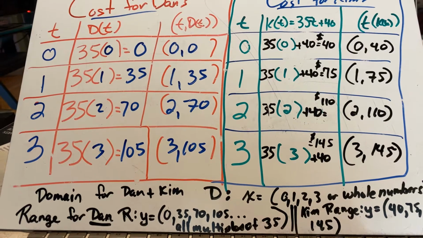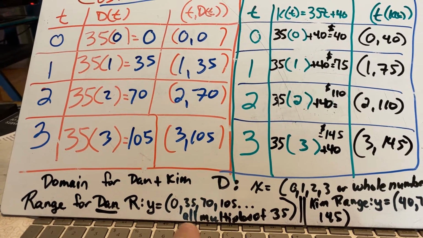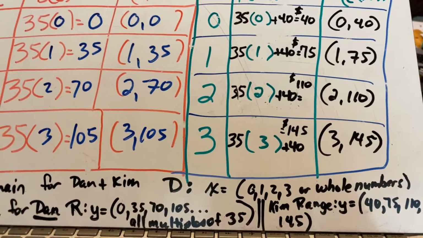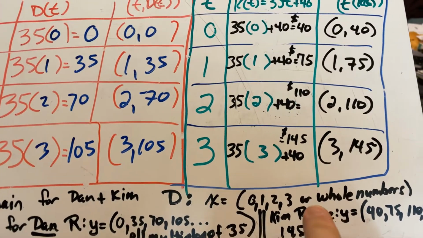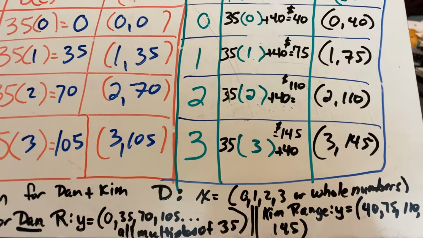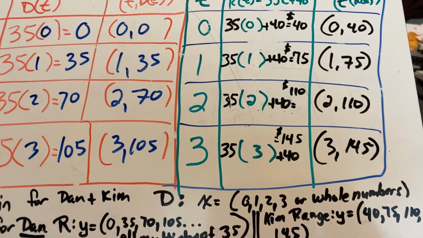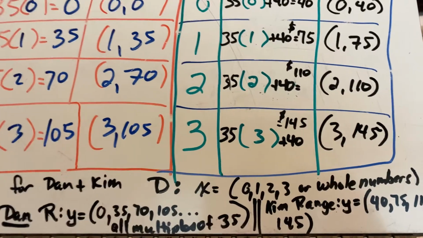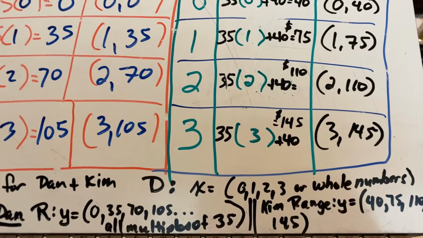The range for Dan would be y equals 0, 35, 70, 105. It's going to be all multiples of $35. Kim's range is a little bit different because of that $40 fixed rate one-time fee. Even if you don't use any hours, he's going to charge you a $40 fee just to come out to your house. That is a fixed fee. So $40, $75, $110, and $145. And again, you could continue on by adding 35 each time. But that's what they want for the domain and range for both of those.